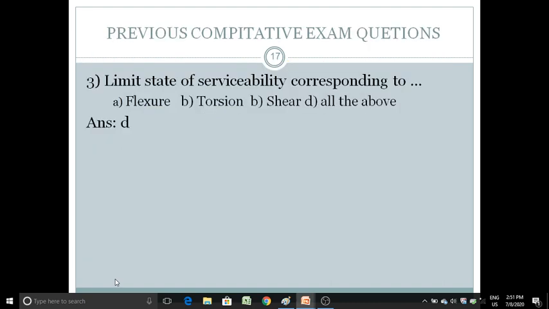The next question asked is, the limit state of serviceability corresponds to flexure, torsion, shear, or all of the above. So the limit state of serviceability corresponds to all of the above. In addition to flexure, torsion and shear, we have compression also. So the answer is D for this question.